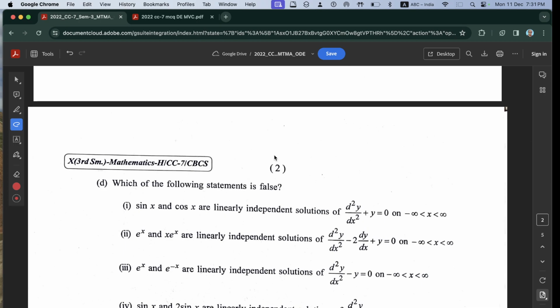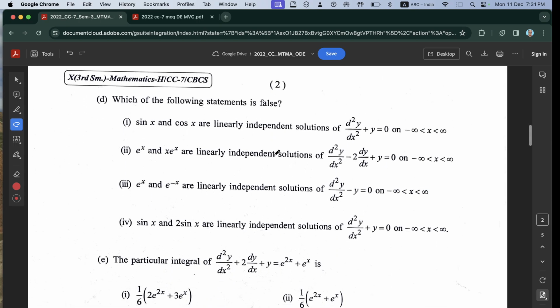Next question 1D. Which of the following statements are false? Sin x and cos x are linearly independent solutions of d2y/dx square plus y equal to 0 on minus infinity to plus infinity. E to the power x and x e to the power x are linearly independent solutions of d2y/dx square minus twice dy/dx plus y equal to 0 on minus infinity to plus infinity. E to the power x and e to the power minus x are linearly independent solutions of d2y/dx square minus y equal to 0 on minus infinity to plus infinity.